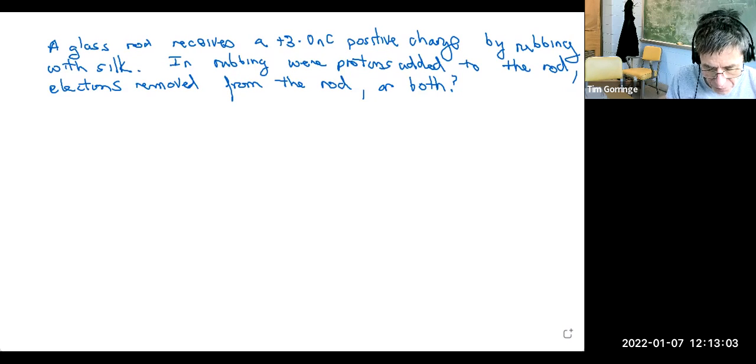So we're asked to think about charging objects by rubbing. So we can charge a glass rod by rubbing it with a silk cloth. We can charge a plastic rod by rubbing it with cat's fur. In charging, we are transferring charge from, say, the silk or the cat's fur to the glass rod or the plastic rod. And in this question, we're asked the following.